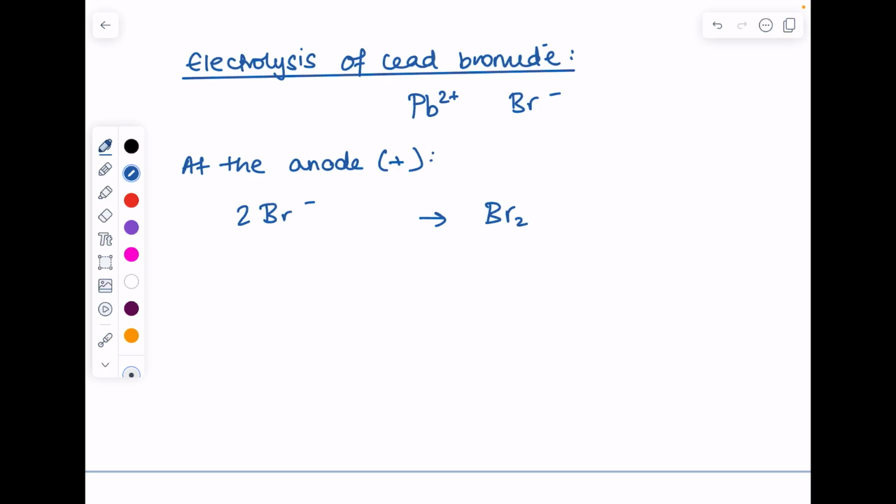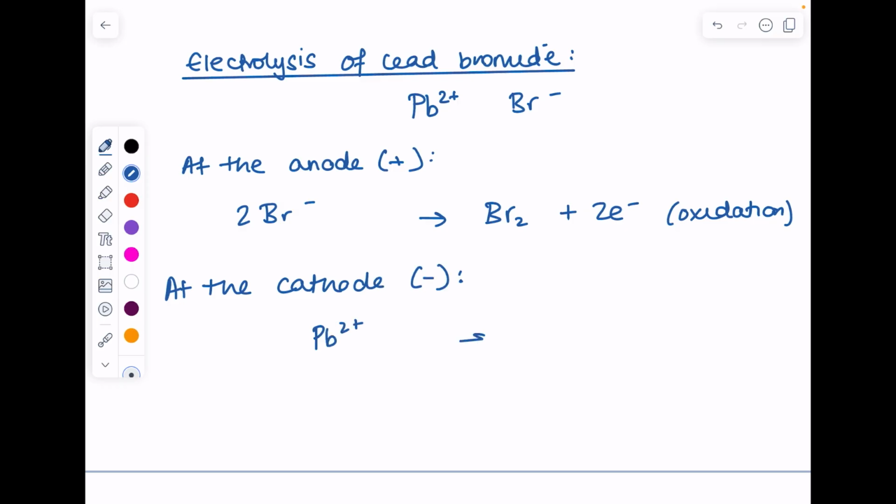Let's balance that. And then in terms of electrons, in order to balance that, this is our completed half equation. And because electrons are being taken away, we call that oxidation. What about at the cathode? So that's the negative electrode. The Pb2+ will be attracted, forming Pb, so just lead. We'll need to add 2 electrons in order to do that.